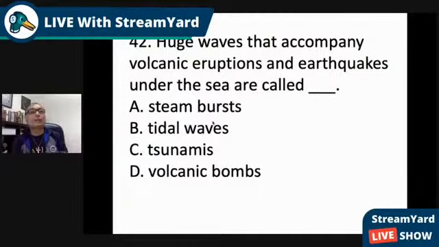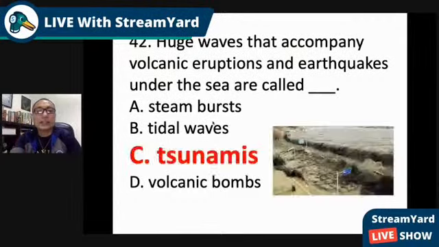Okay. So number 42. Huge waves that accompany volcanic eruptions and earthquakes under the sea are called. I hope everybody can answer this correctly. Take note of the cue: waves, volcanic eruptions or earthquakes, and then under the sea. So the answer is tsunami. I hope everybody gets this right. If not, take note of this here.